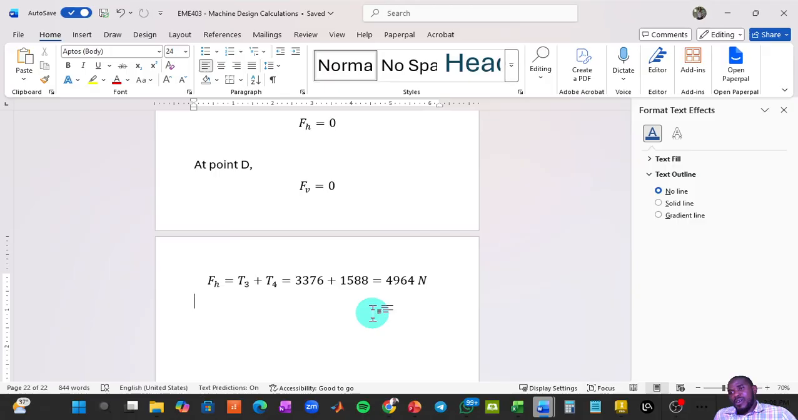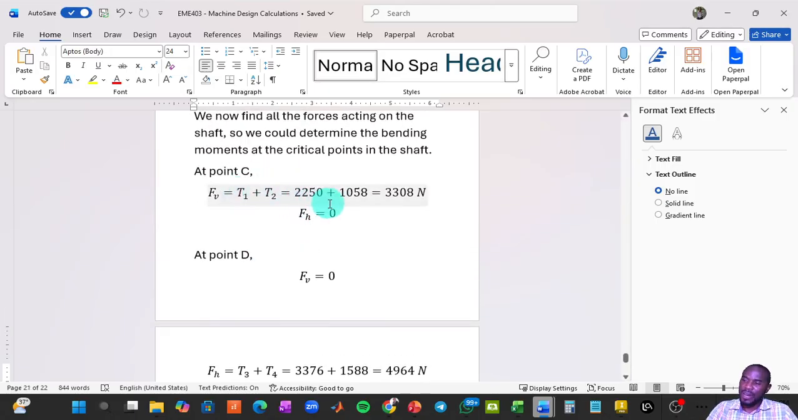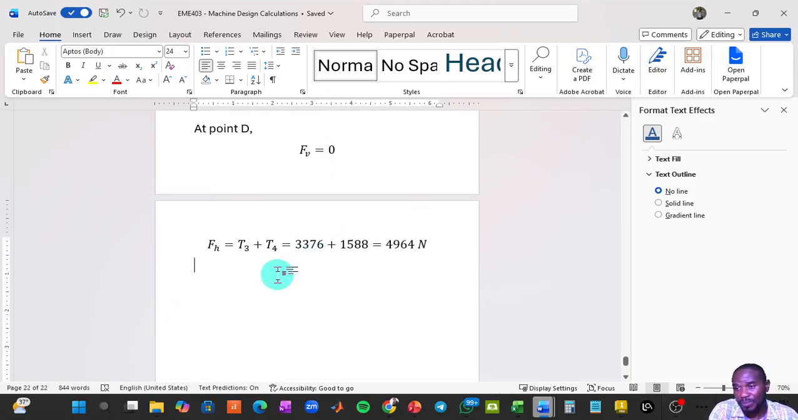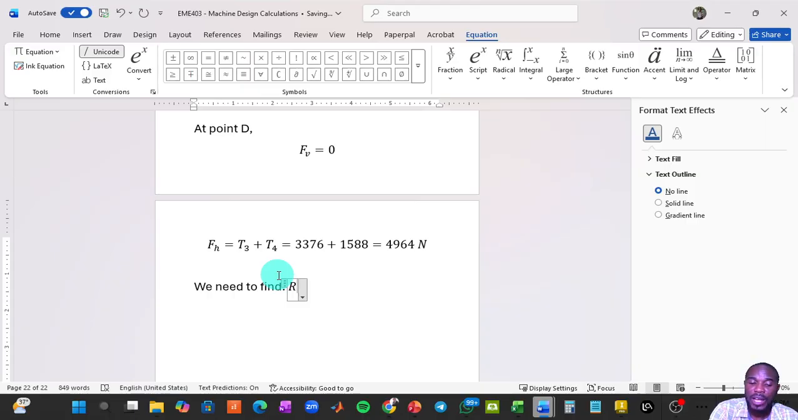Now we need to find 4 sets of reaction forces. The bearings A and B are going to react to the forces in the vertical direction and the forces in the horizontal direction. So we need to find these. Which ones are we finding? We're finding the reactions at point A in the horizontal direction.